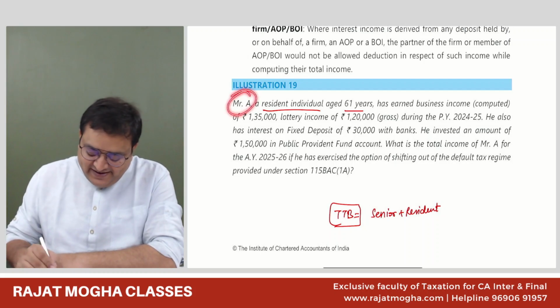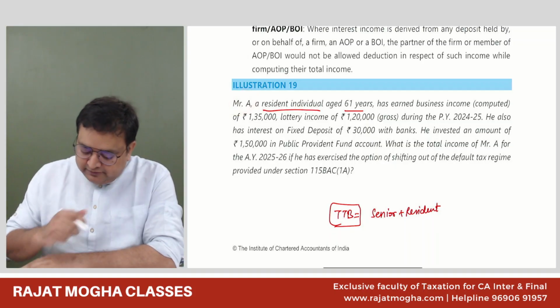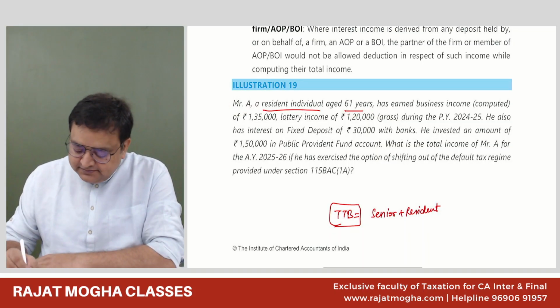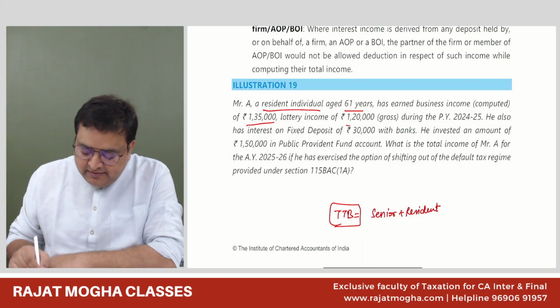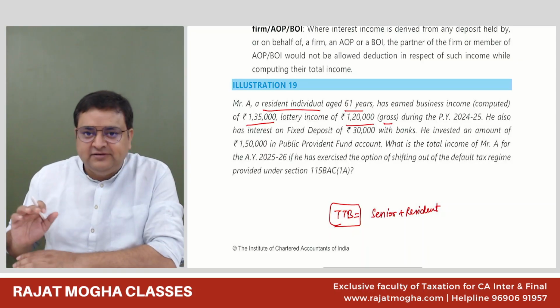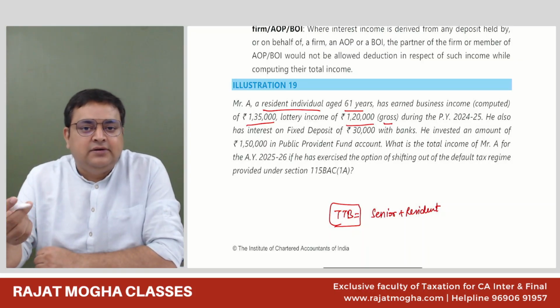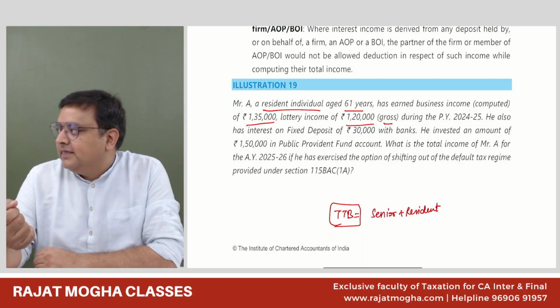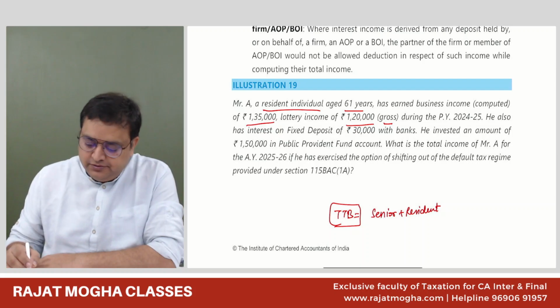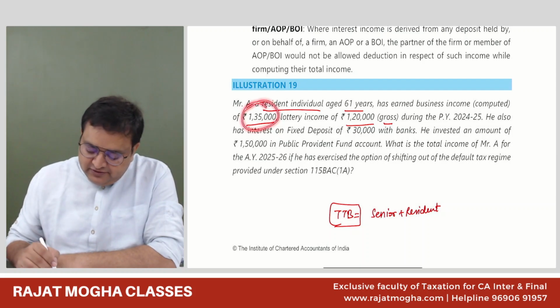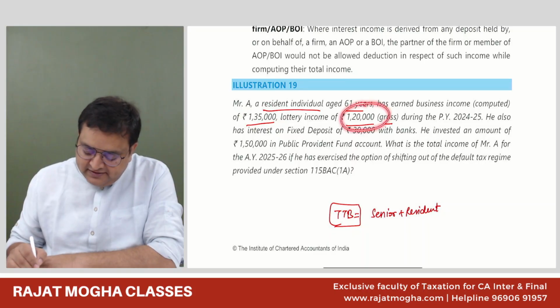So Mr. A is a resident individual, age 61 years. He has earned business income of 1,35,000. His lottery income is 120,000, and it is written as gross income, so it is not net. What is the TDS rate on lottery? 30%. Correct. But this is the gross amount. So 1,35,000 is his business income, and 120 is his casual income, the lottery income.